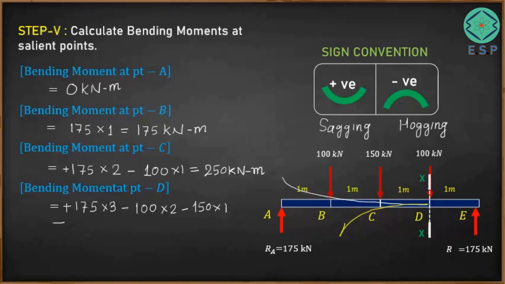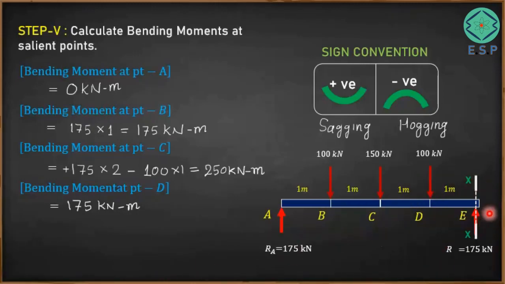The total value we will get is 175 into 3, which is 525, minus 100 into 2, which is 200, minus 150. So the overall value is going to be plus 175 kilonewton meter. This way we got the bending moment at point D. Now we would like to calculate the bending moment at point E. For that we will shift this plane XX to point E.